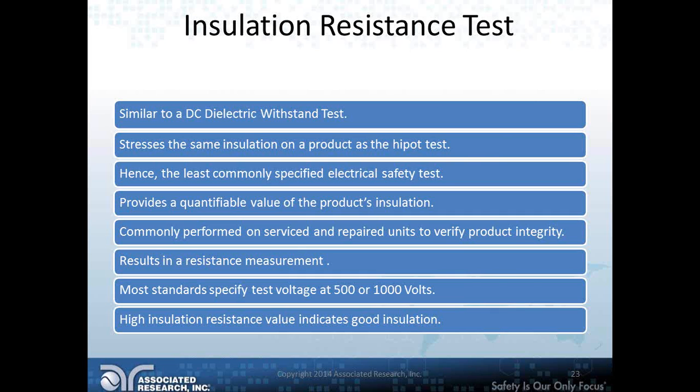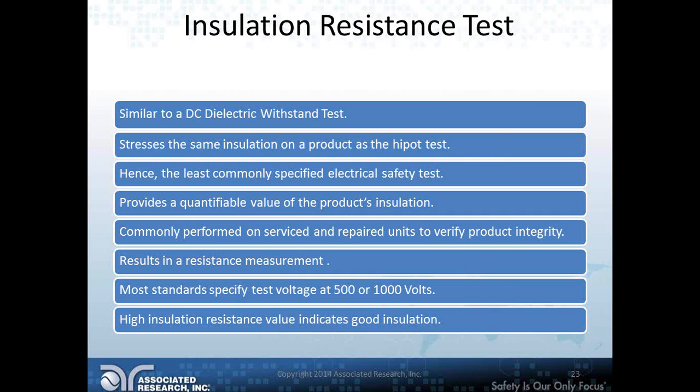It's also commonly performed on service or repaired units to verify that, as a result of the damage or the repairs, the product's insulation is still intact and is in good shape. So it's always a good idea to perform an IR test after a product is repaired.